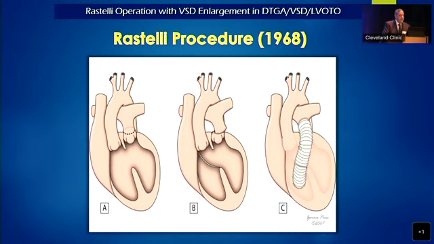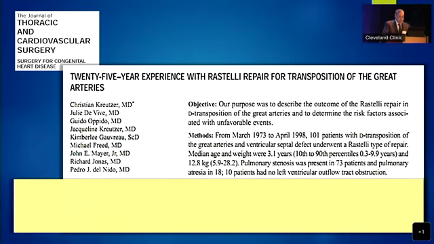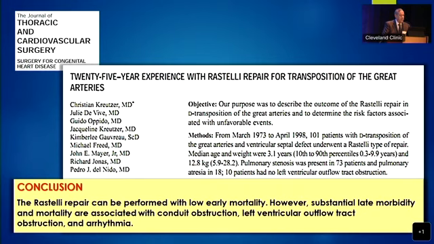The Rastelli, as you have seen, routes the blood from the LV through the VSD into the aorta and then places a conduit from the right ventricle to the pulmonary artery. This has probably been the only procedure for this lesion for quite some time, and we have quite long-term follow-up for the procedure in the literature.